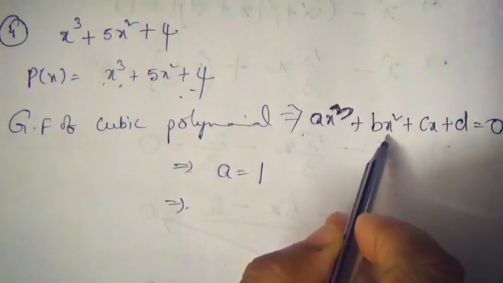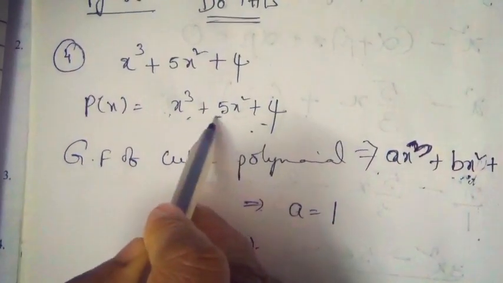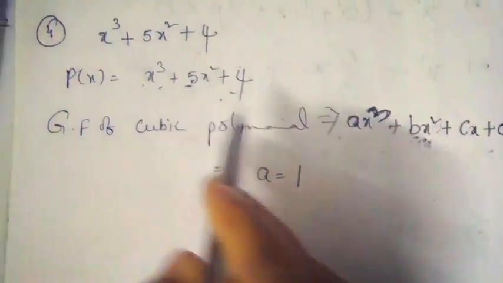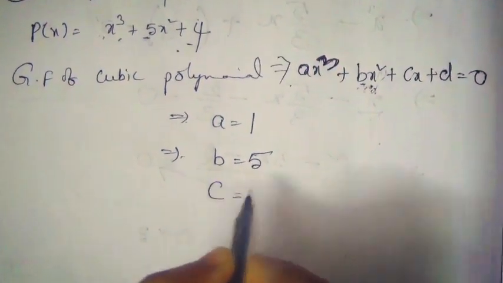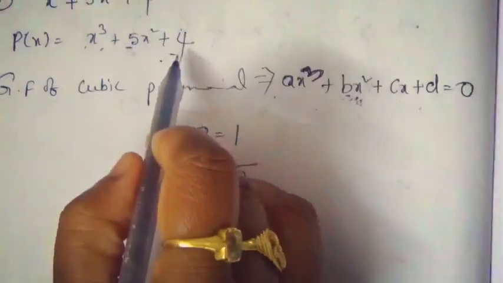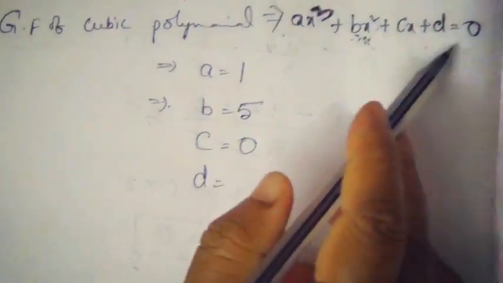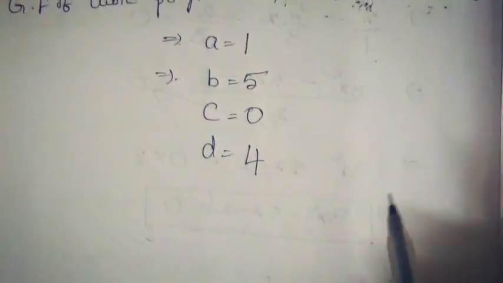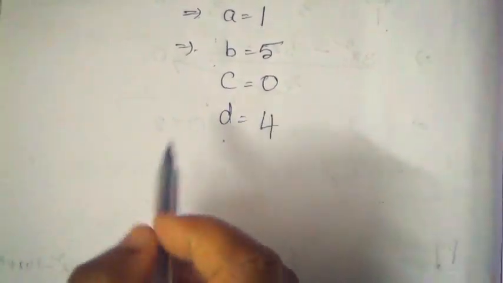What is the coefficient of x square? In the place of b we have 5, so b is equal to 5. c is equal to the coefficient of x. Here there is no x term, hence it is 0. d is the constant value, that is 4. So these are the values of a, b, c, d.